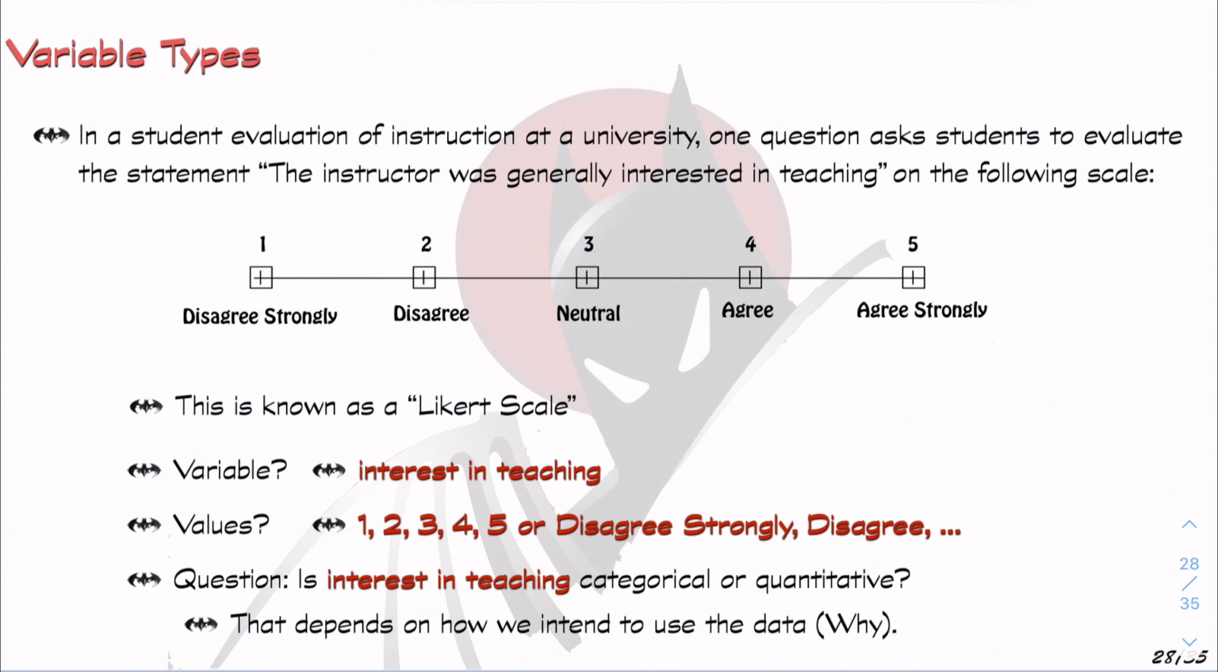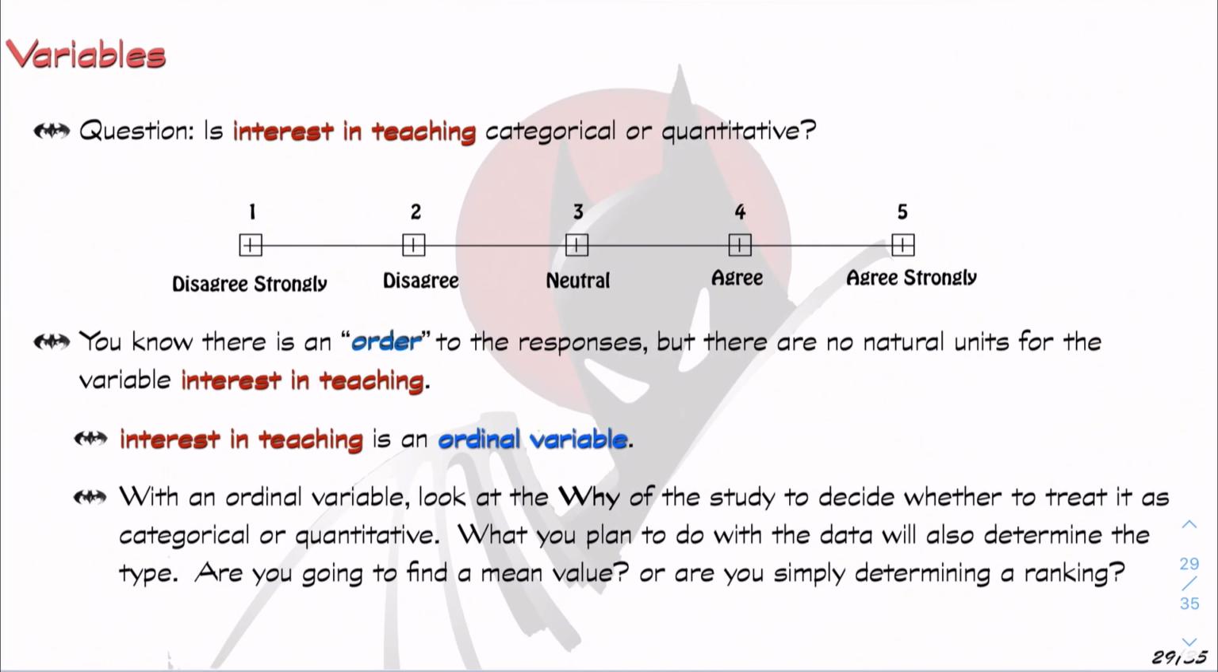And what are the values? 1, 2, 3, 4, 5. Or we could have disagree strongly, disagree, neutral, etc. So is interest in teaching categorical or quantitative? And really, that depends on how we intend to use the data, the why. Looking at this a little more closely, you know there is an order to the responses, but there are no natural units for the variable interest in teaching. It's not like money, it's not like age. So interest in teaching we would call an ordinal variable.